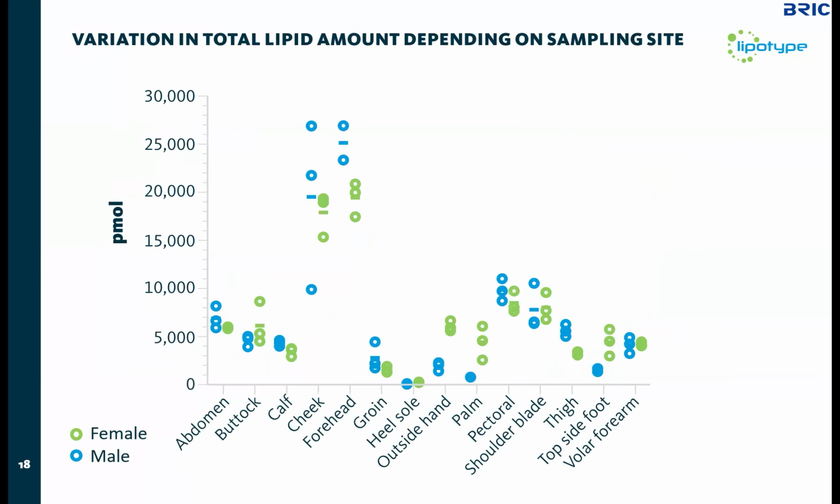And if we look at the total lipid amounts that resulted from this sampling on diverse body areas, you can see that there were lipid-rich areas and there were areas that were very poor in lipids. So cheek and forehead are perfect examples of lipid-rich areas with very high total amounts of lipids, whilst groin, heel of the sole, palm of the hand, top side of the foot are classic examples of lipid-poor areas. So as you see, the variation is quite high in this situation.